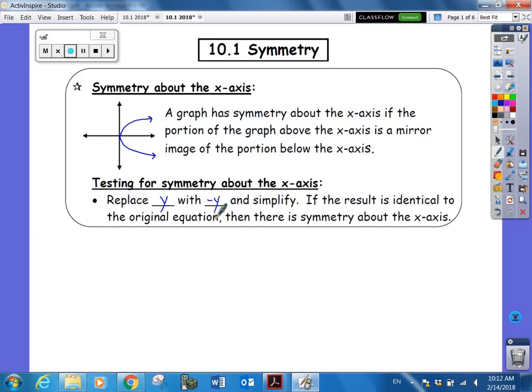So when you test for it algebraically, you replace the y's with negative y. So symmetry about the x-axis, you put a negative y in place of y. Then it says, and simplify. So once you replace the y with a negative y and simplify it, and you end up with what you started with, that means yes, that particular graph or equation has symmetry about the x-axis. If you plug it in and it doesn't end up with what you started with, then that would just be no. So when we're asking for symmetry about the x-axis, the answer would be yes or no. And we'll do some examples, and I'll show you the work that I expect.